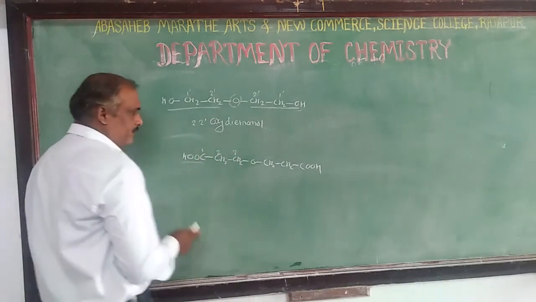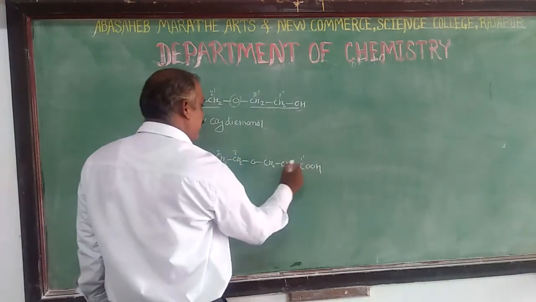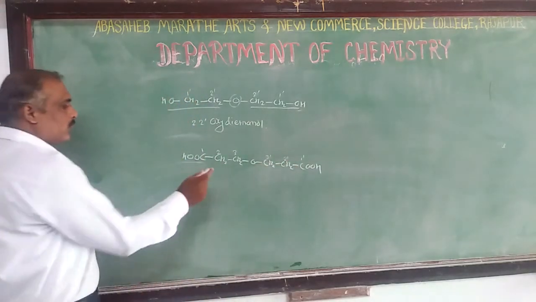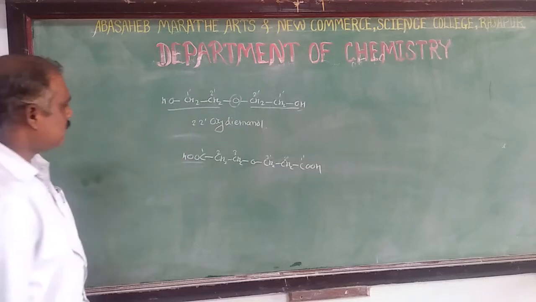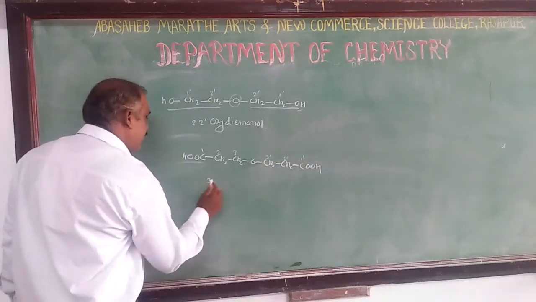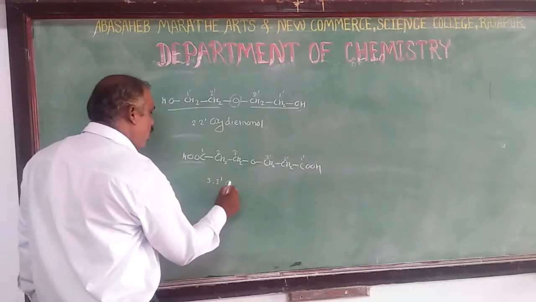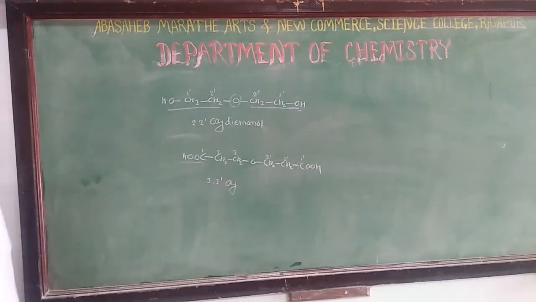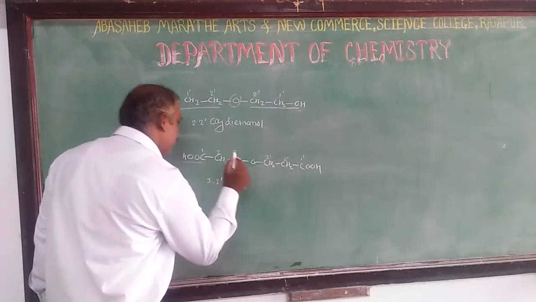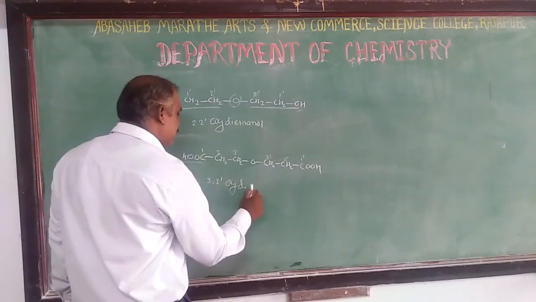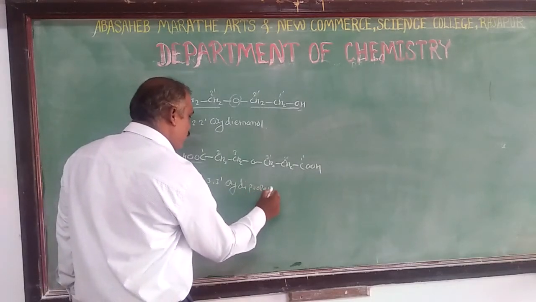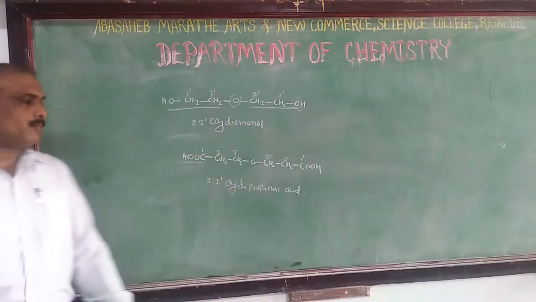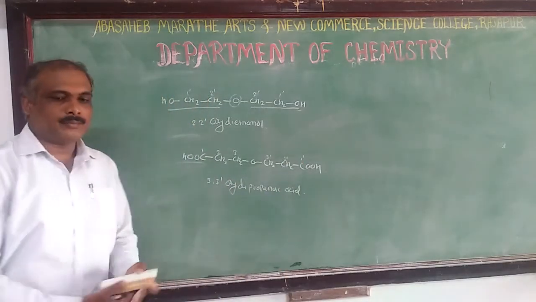Similarly, the numbering is given like this, starting from the functional group of the acid, 1, 2 and 3. Similarly, 1 dash, 2 dash and 3 dash. So the name is given as 3,3'-oxy, and then the name of the parent alkane is dipropanoic acid. 3,3'-oxydipropanoic acid. This is the name.